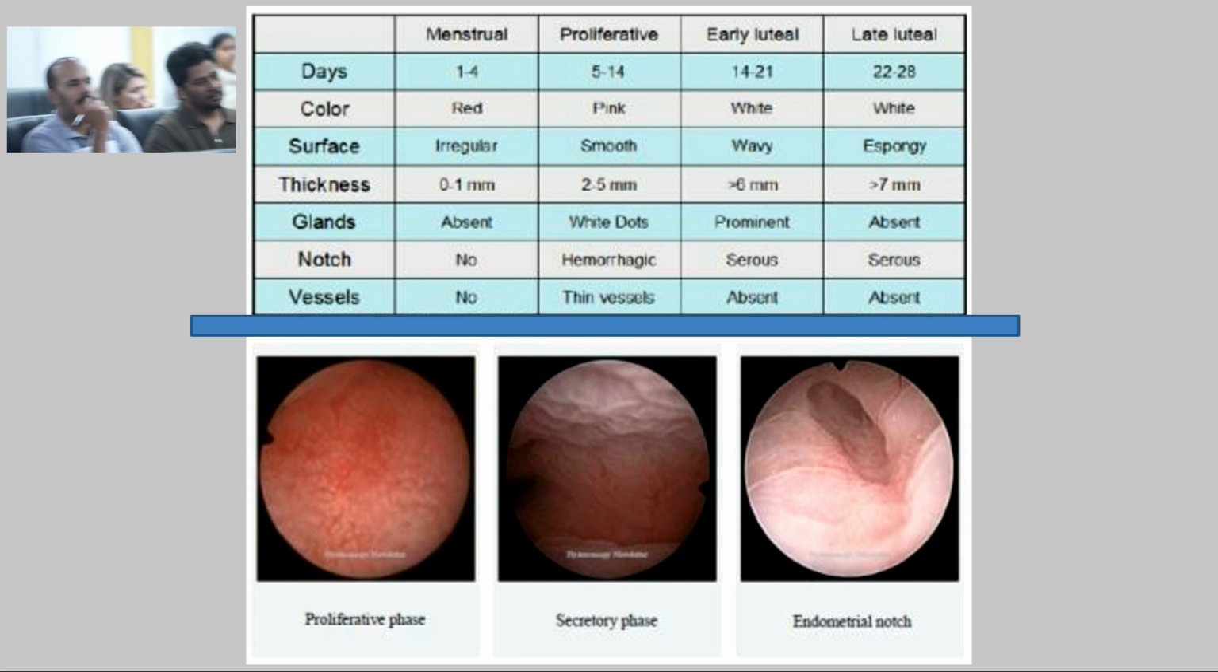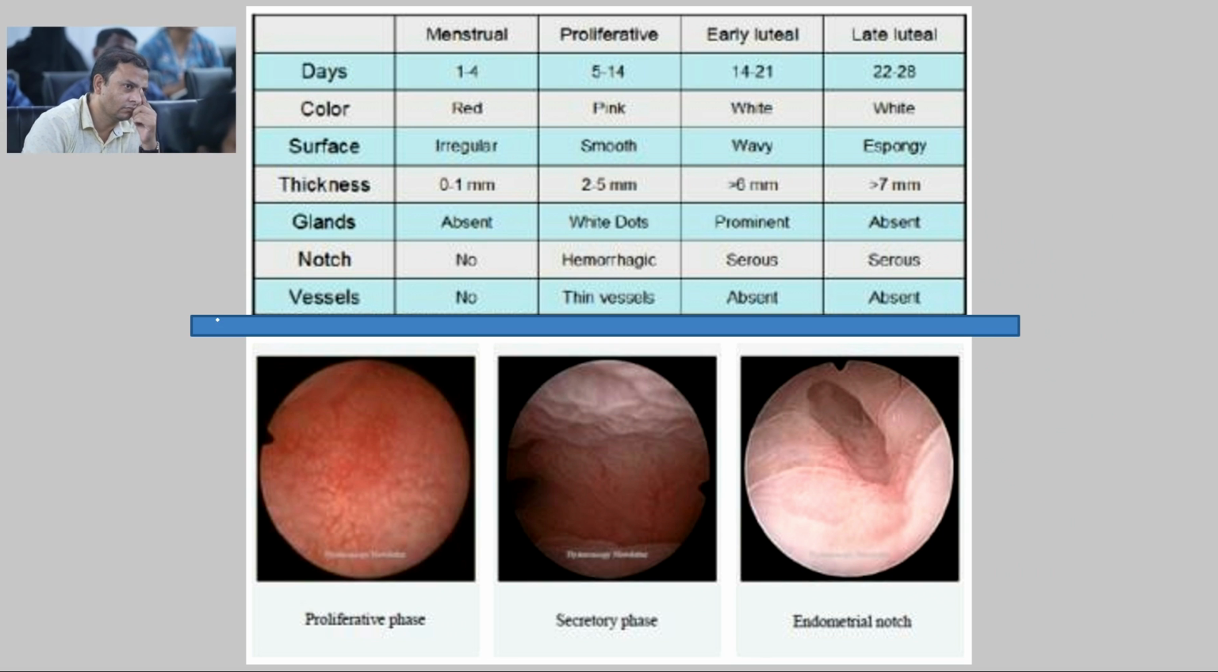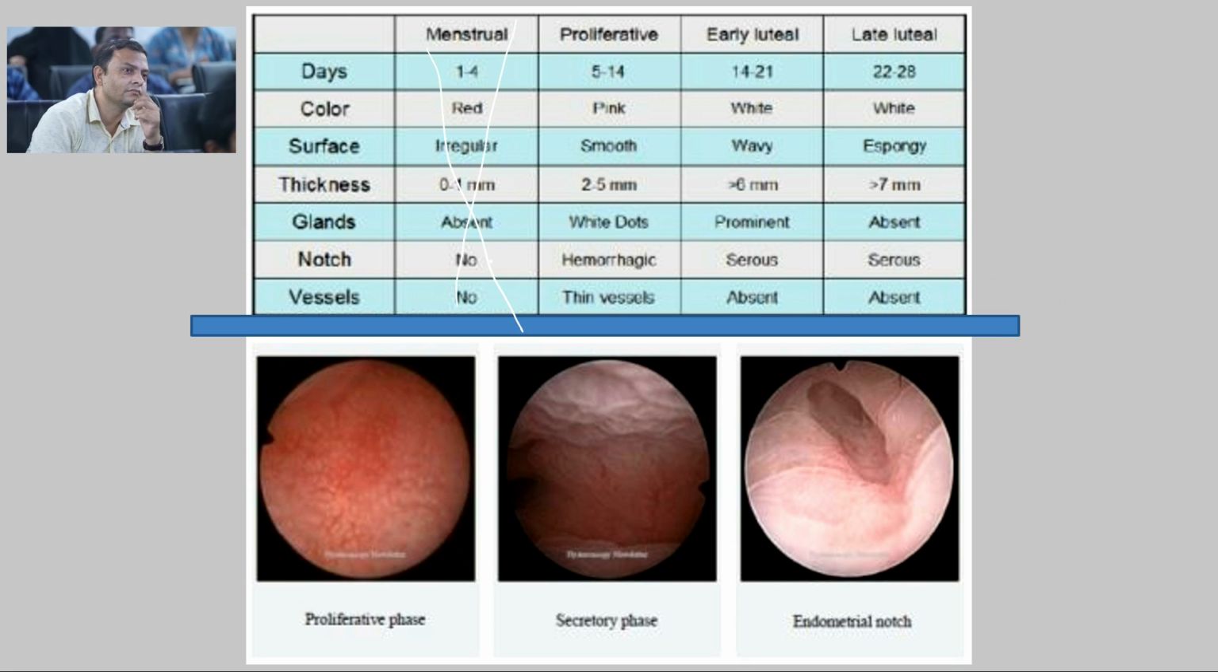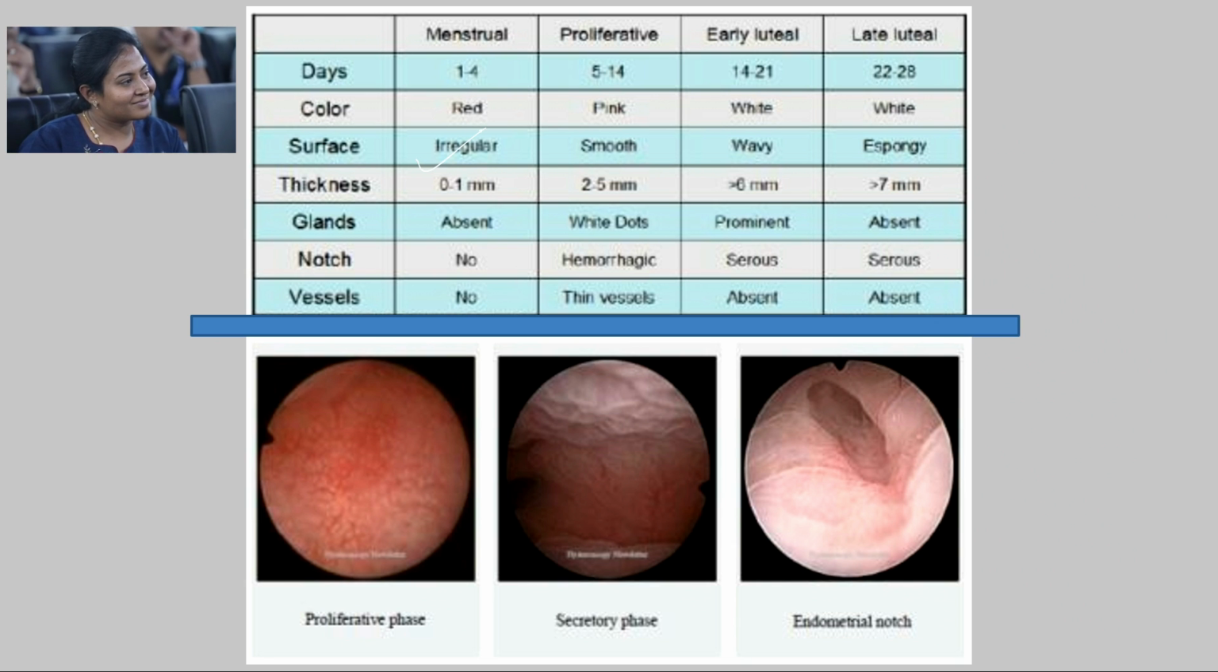Now, you must try to identify the phase of the endometrium. Do you know, in menstrual phase you will not do it. It is contraindicated to do hysteroscopy. Why? Day 1 to 4 you have completely red color. Red color will absorb all your light. Surface is very irregular, and there is no thickness, zero thickness or 1 millimeter thickness. Glands are absent, there are no notches, no vessels will be visible, because vessels are eroding.